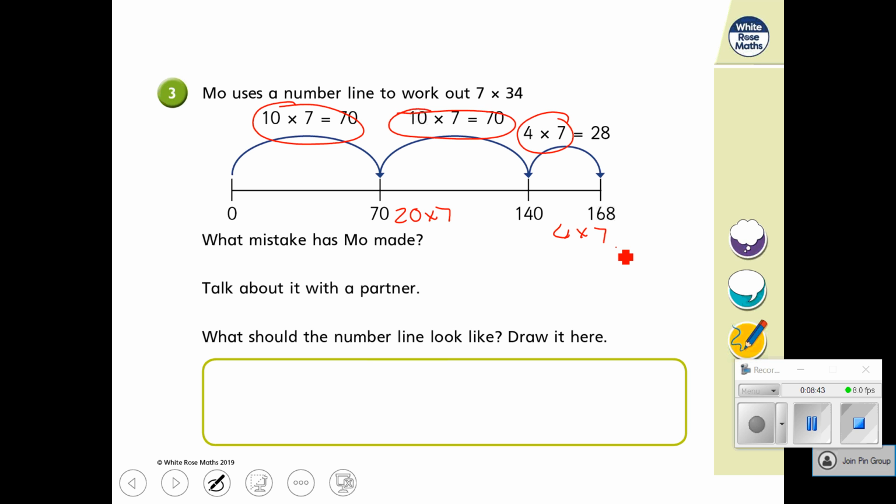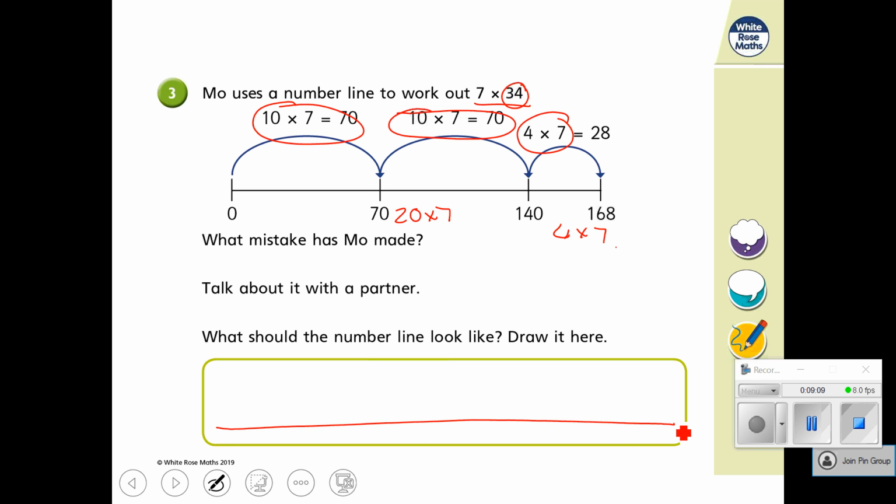Okay, now I'm looking at the question. It is 7 times 34. So basically, Mo has used 1 group of 10 times 7 less than he should have. There should be 10 times 7 and 10 times 7 and another 10 times 7 and then also a 4 times 7. Let me show you that on the number line.